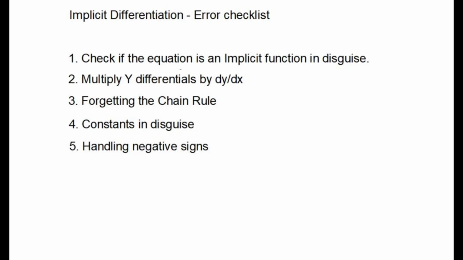In 9709, the method is usually straightforward. It's the small slips that cost us marks. So once you practice spotting these errors, you'll avoid the most common traps.